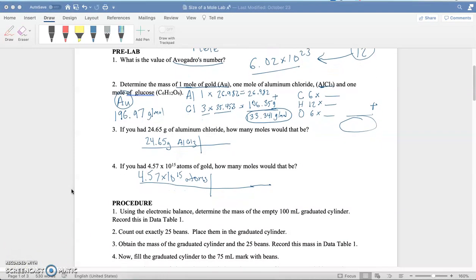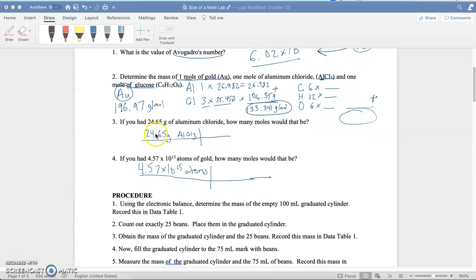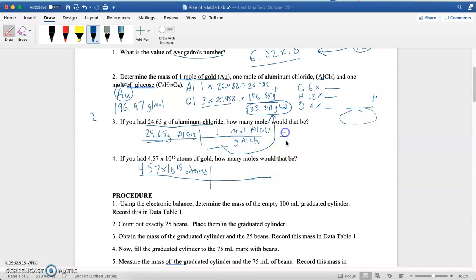For pre-lab question number 3 now, you take the number given, 24.65 grams of aluminum chloride. You bring grams of aluminum chloride down, and then you go to moles, because it's asking for how many moles that would be. So you put moles on top. Now, how many grams are in 1 mole? And we actually just figured that out. You'd put that number in, and then you take 24.65 divided by 133.341. So I'll let you write that in, save some time.